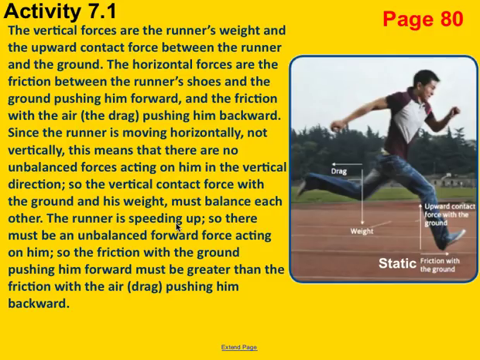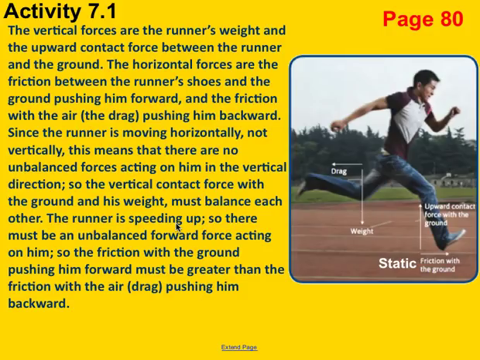So since the runner is moving horizontally, not vertically, this means that there are no unbalanced forces acting on them in the vertical direction. And yes, I know runners tend to bob up and down. But if you watch really good runners, if you watch the Olympics, their chest stays in one spot. Their chin stays in one spot. Their bodies aren't bobbing up and down, because that's wasted energy. Really good runners don't do that. They don't move up and down, but they're moving horizontally. So this means that there's no unbalanced forces acting on them in a vertical direction. So the vertical contact force with the ground and his weight must balance each other.